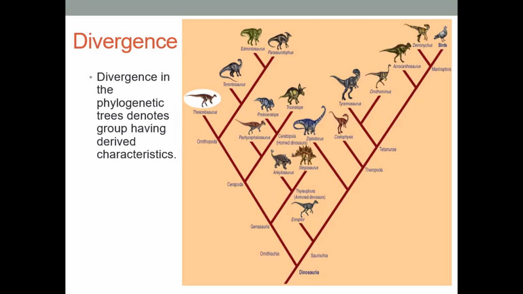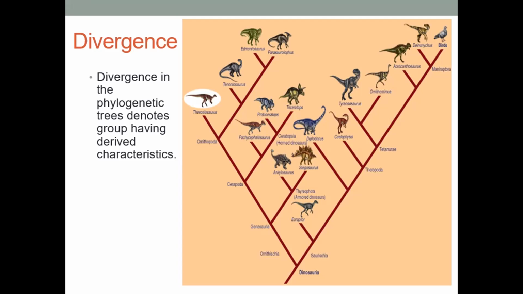Catherine, how many you got? 16. You are correct. Ready? 1, 2, 3, 4, 5, 6, 7, 8, 9, 10, 11, 12, 13, 14, 15, 16. If you look at the very top, there's birds. Here's another question. Which type of dinosaur is more closely related to a bird, a Tyrannosaurus or a Triceratops? Yeah, Tyrannosaurus is on a closer branch to birds than Triceratops is.